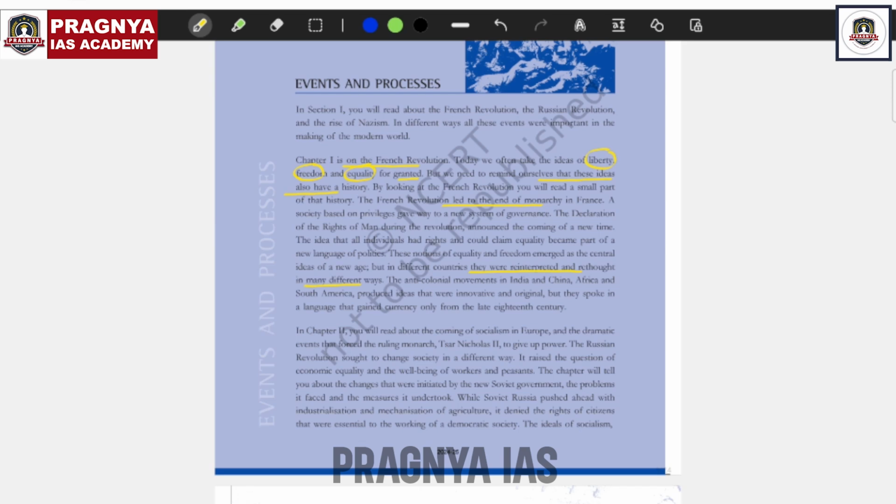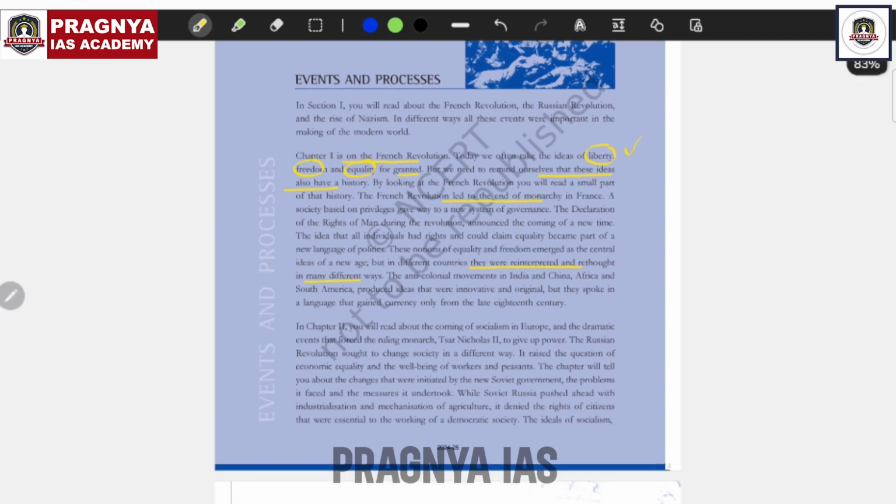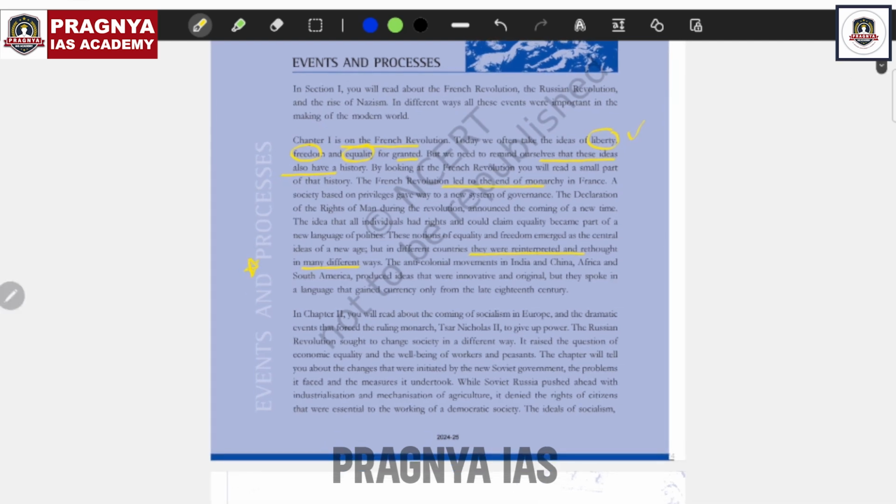This is the NCERT series of Class 9. In this, Chapter 1 is the French Revolution. The ideas like liberty, freedom, and equality, we now take for granted. But these ideas also have a history, and these ideas shaped the course of history altogether. If you take the example of the French Revolution, it led to the end of monarchy, and these ideas were reinterpreted and rethought in many different ways.